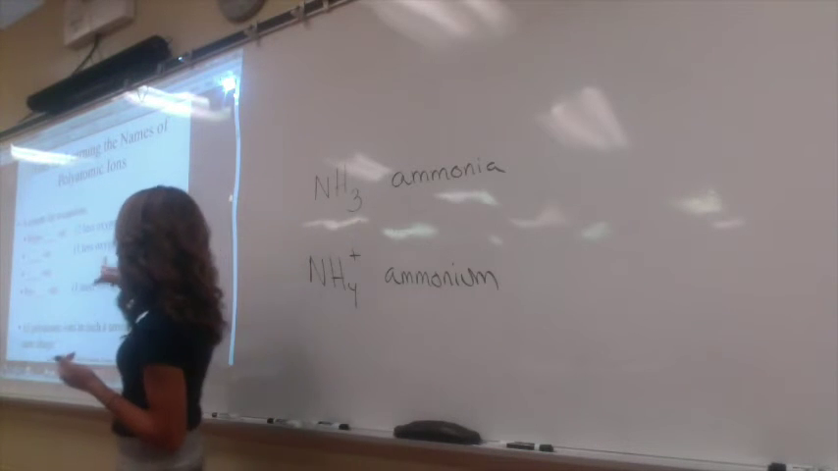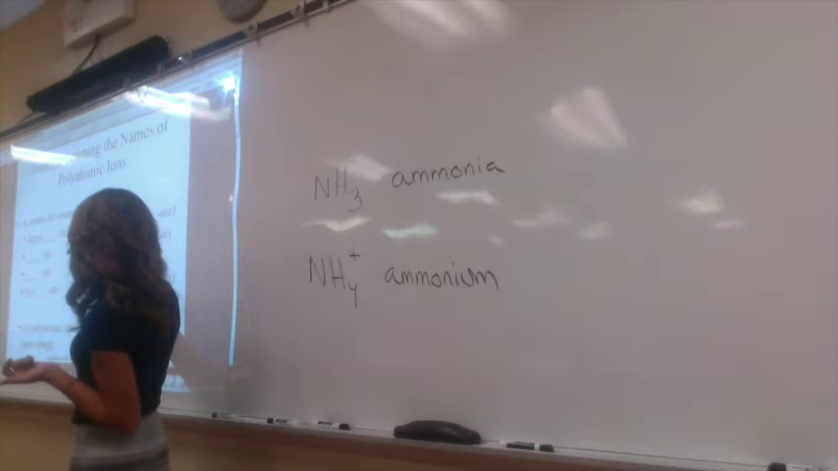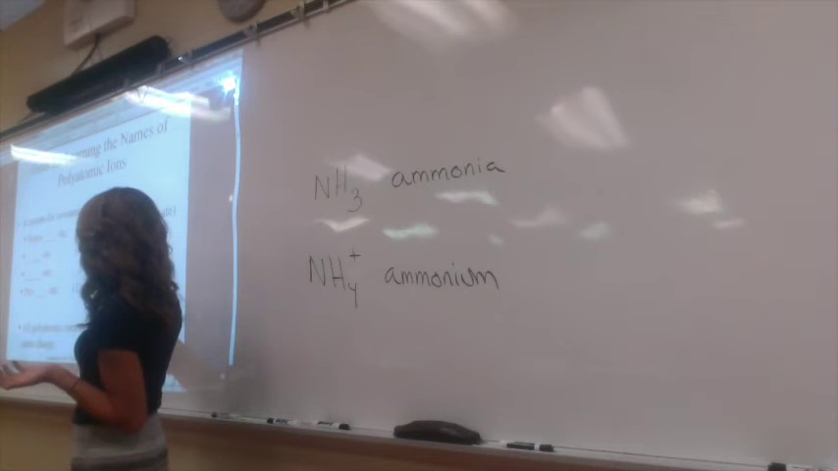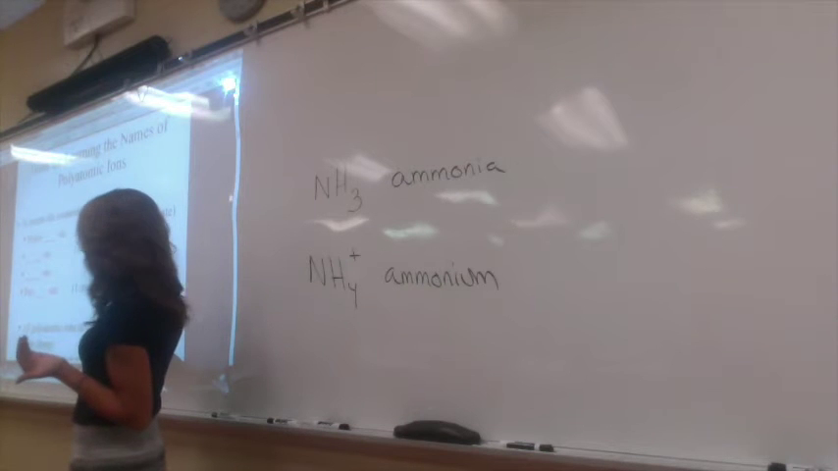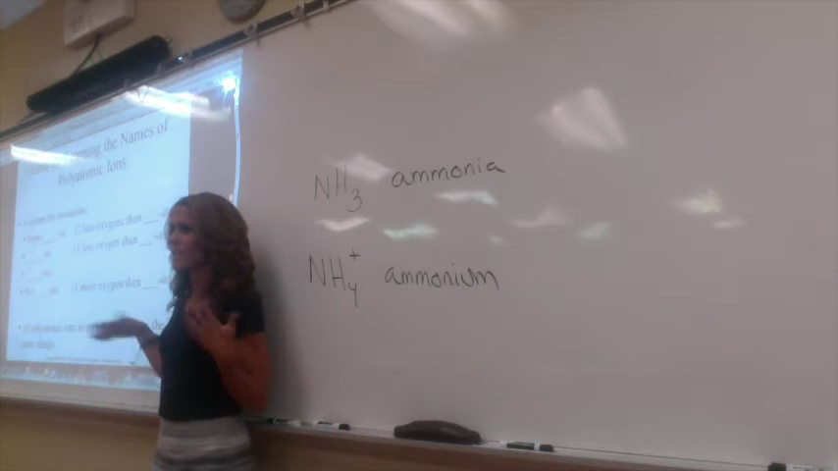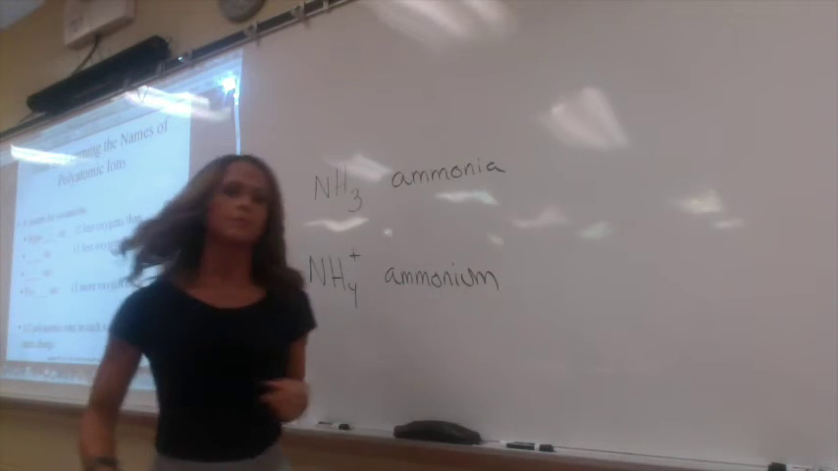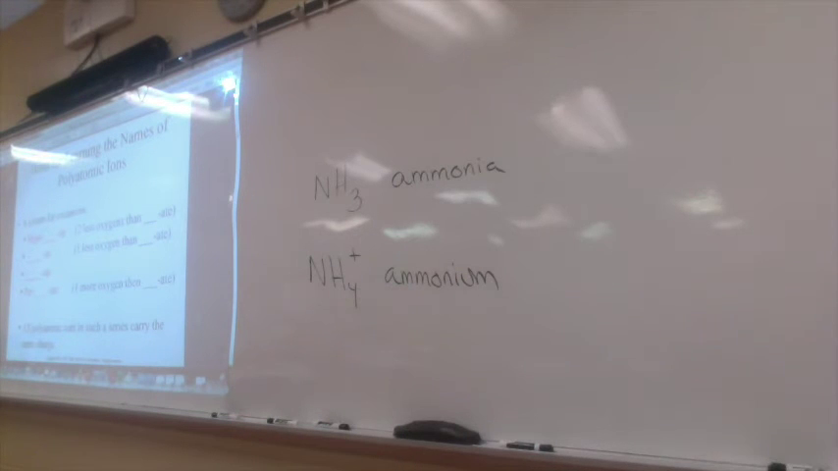Those are here. So hypo is 2 less than the ate. Ite is 1 less than the ate. Then there's ate. Then there's the per-ate, which is 1 more oxygen than the ate. I think of per as hyper, so it's 1 more. That's how I kind of remember that. But you can easily just memorize these. And they all carry the same charge.